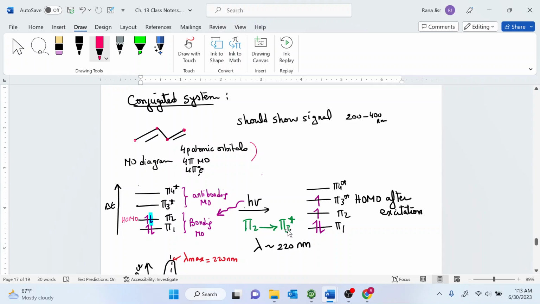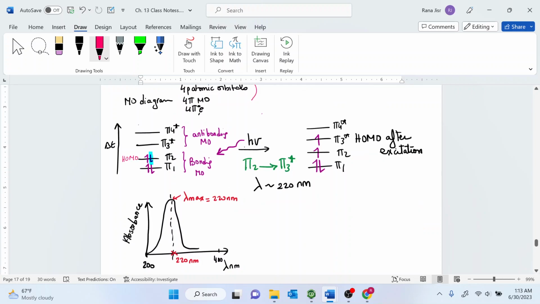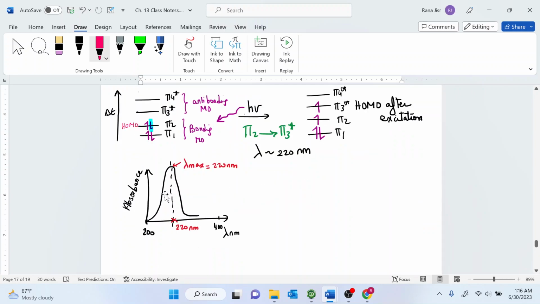So you would see a signal because your system is conjugated. You would see a signal around 220 nanometers. And that is going to be your maximum peak. The UV spectrum is a plot of absorbance versus the wavelength. And if you extrapolate the maximum peak to the x-axis, then you get the wavelength of excitation.